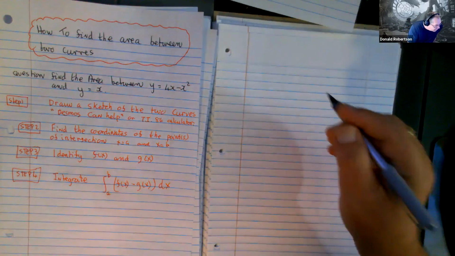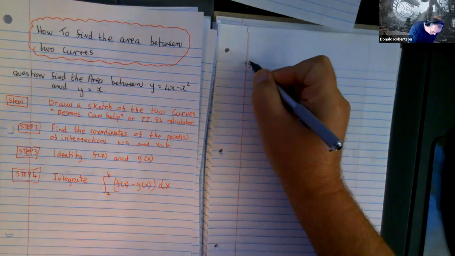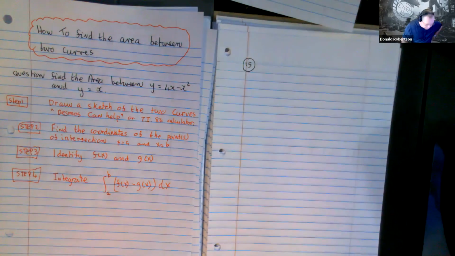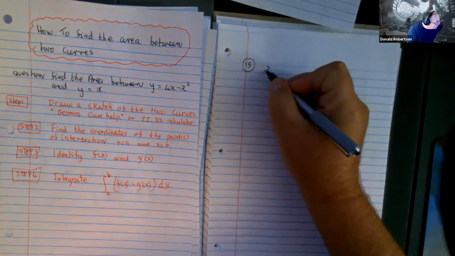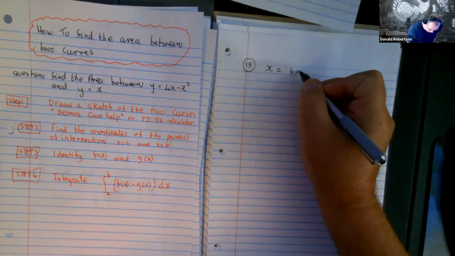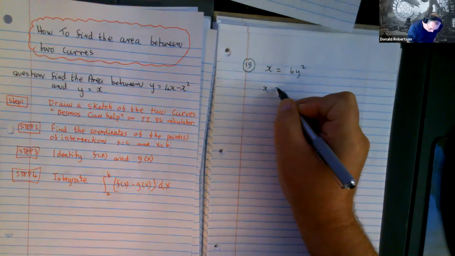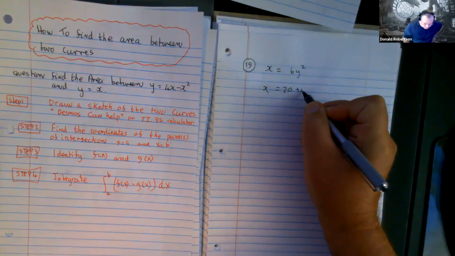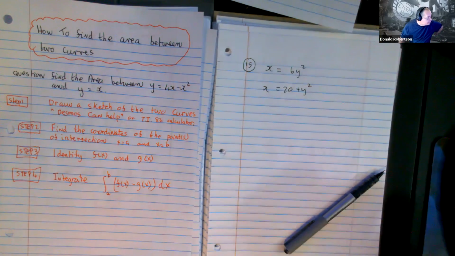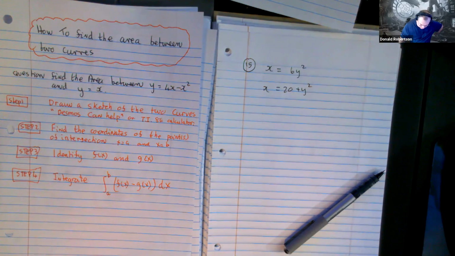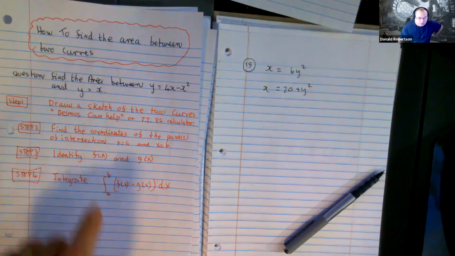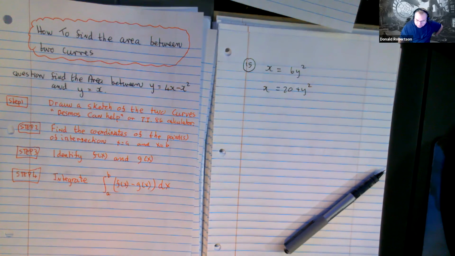This one is question 15. And so it's x equals 6y squared and x equals 20 plus y squared. Okay. So I want to do kind of all my steps on this one. So that means I'm going to jump around a lot.